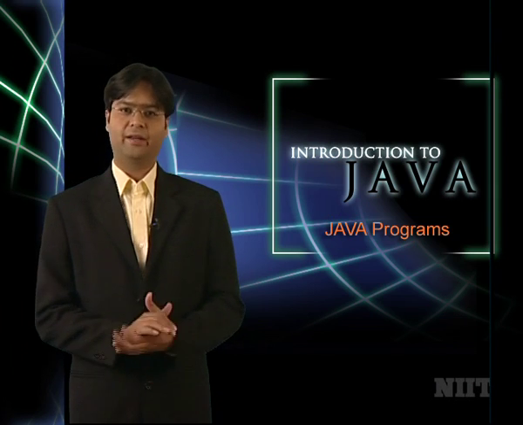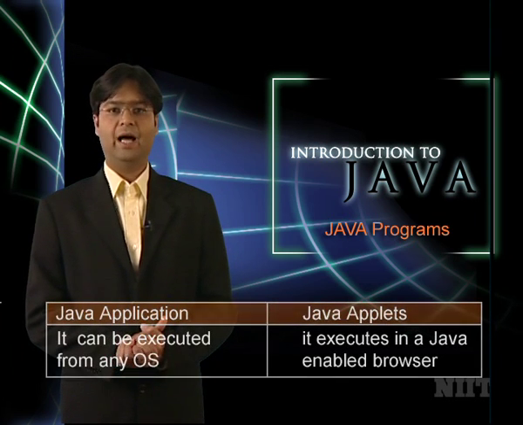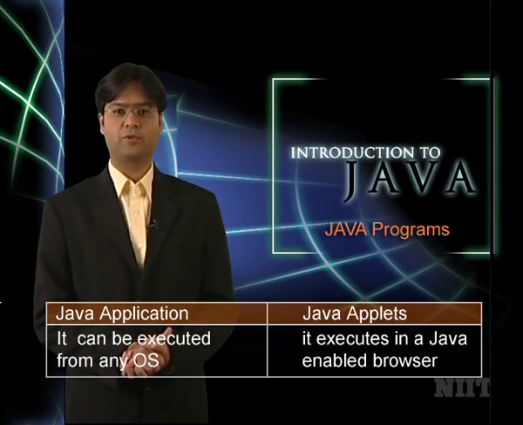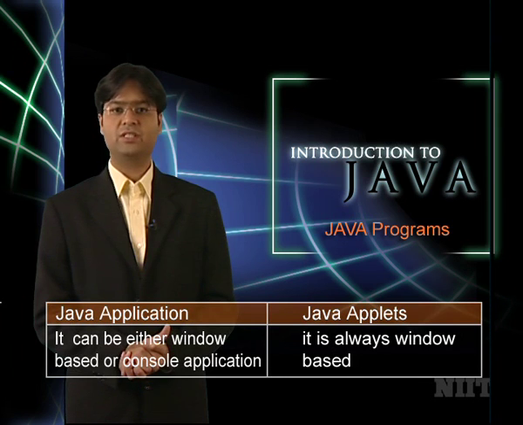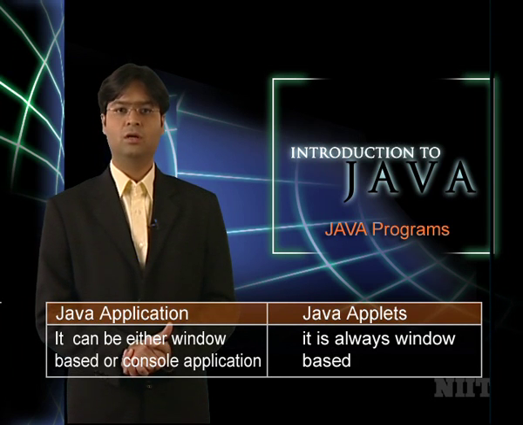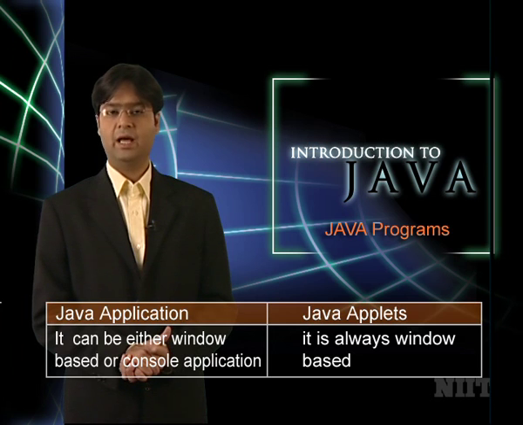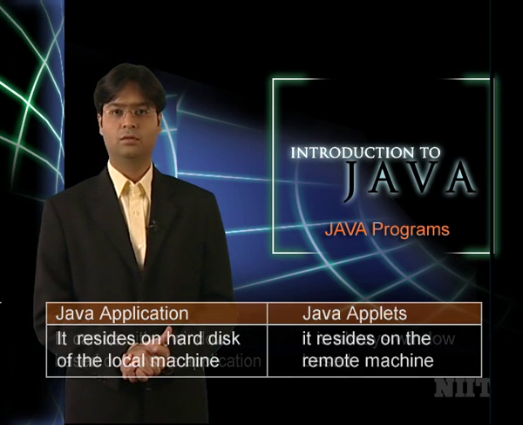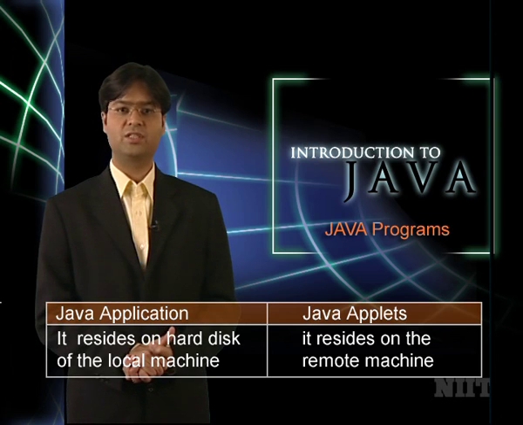Java program falls into two categories, application and applet. Application executes from any operating system prompt, whereas applet executes in a Java-enabled browser. Applications can be either window-based applications or console application, whereas applets are always window-based. Applications can have more security privileges than applets. Applet can access the resources of the host machine, but cannot access the resources of the machine from where they are downloaded. Applications reside on the hard disk of a local machine, whereas applet resides on a remote machine.